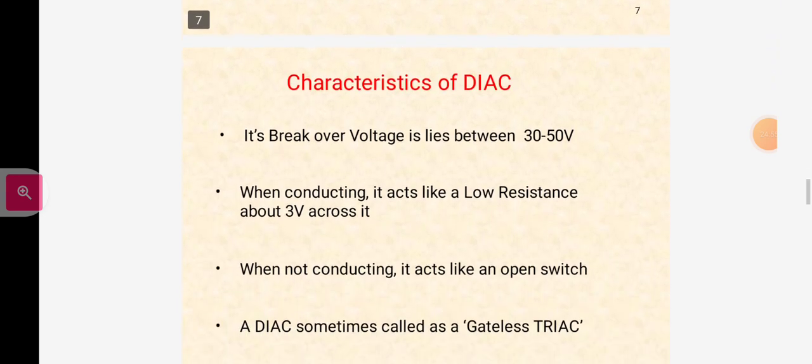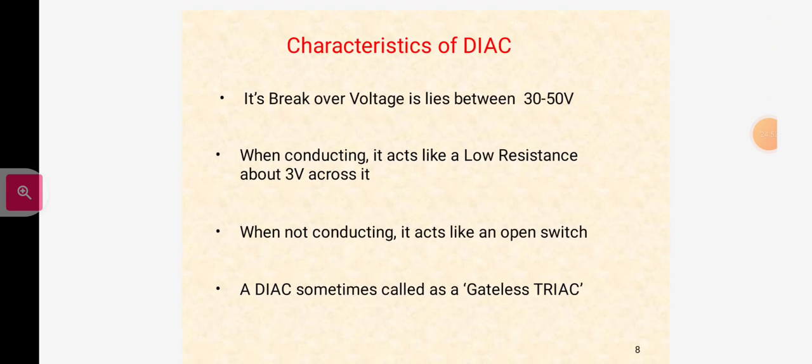In these characteristics, its breakover voltage lies between 30 to 50 volts. When conducting, it acts like a low resistance with about 3 volts across it, and when not conducting, it acts like an open switch. A diac is sometimes called a gateless triac, meaning the triac has three terminals: terminal 1, terminal 2, and gate. The triac we will discuss in the next class, but the diac is a gateless triac.